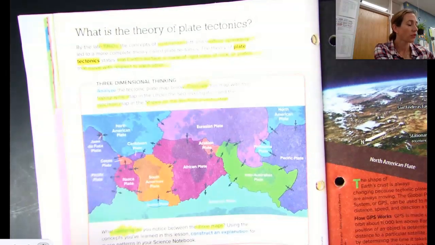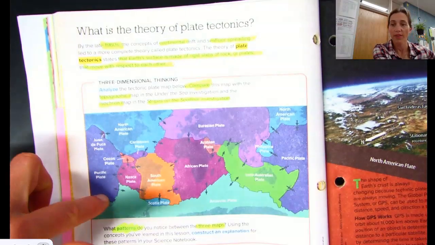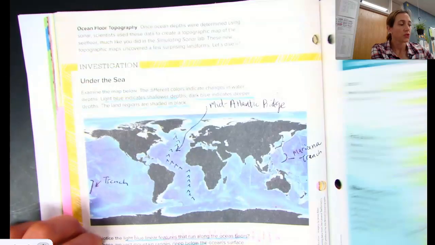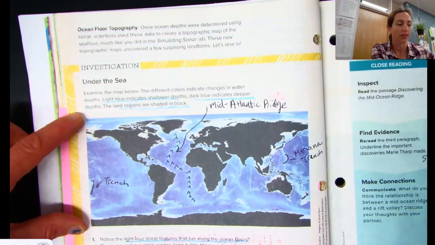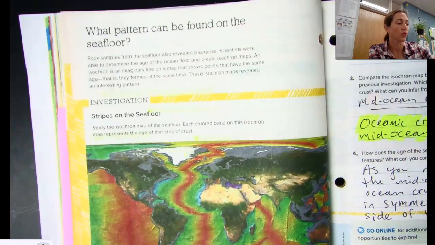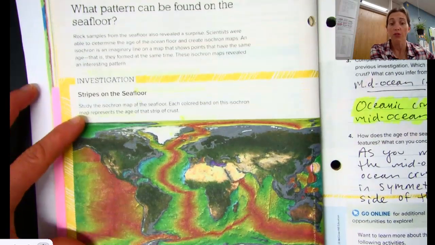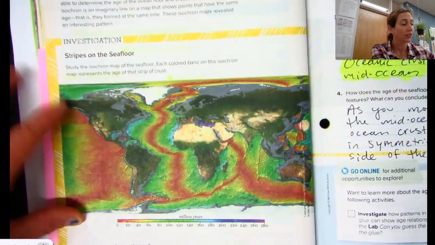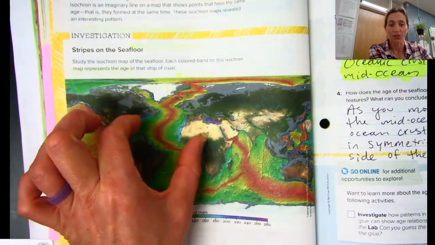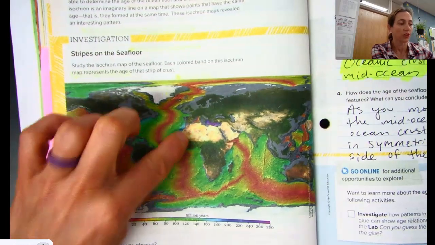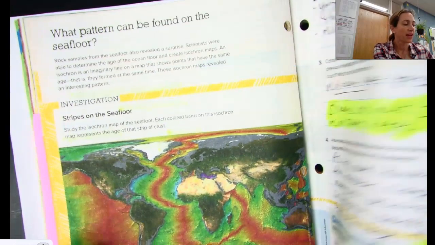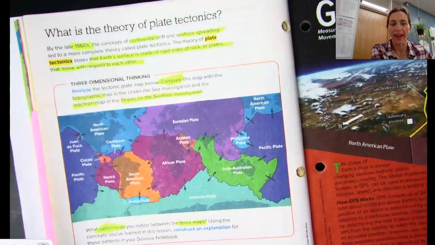And then I want you to compare what this map shows to the very first map we looked at, this topographic map that shows elevation of features below the ocean's surface. Compare it to this isochron map that shows age of the rocks. Youngest rock is in the middle. It gets older as you go towards land, away from these mid-ocean ridges. And then go back to where you began.